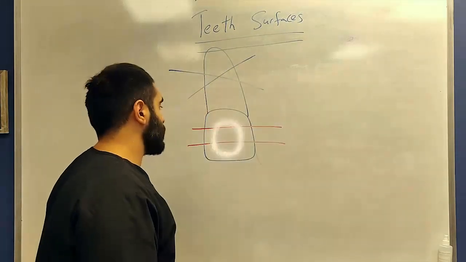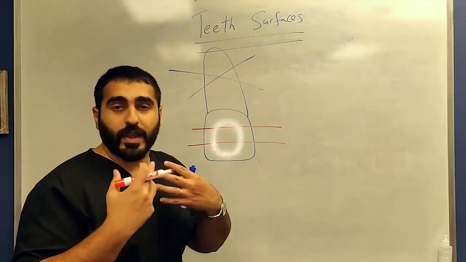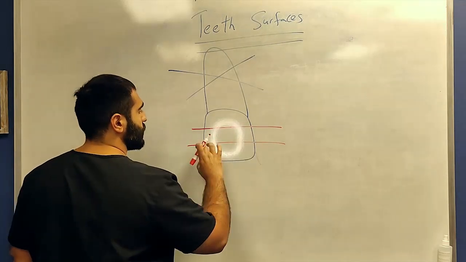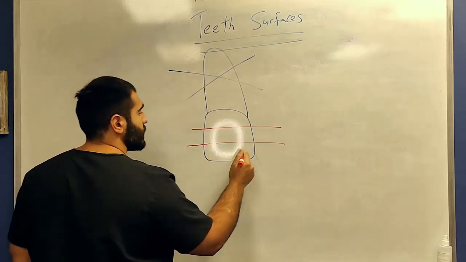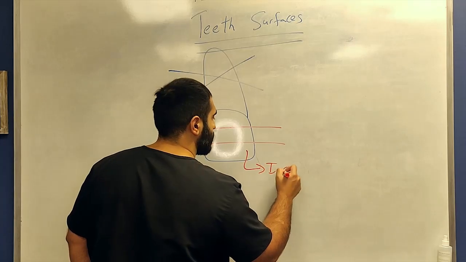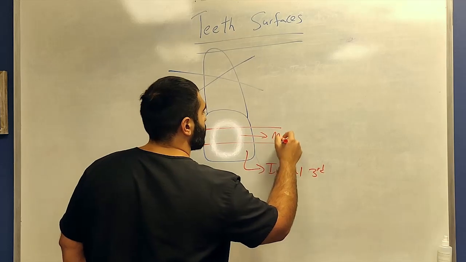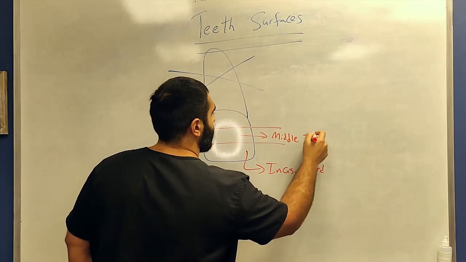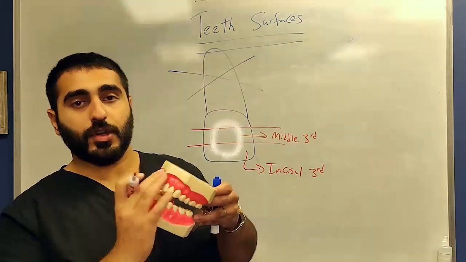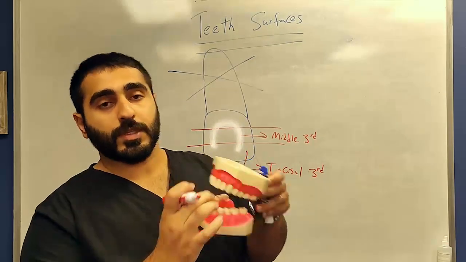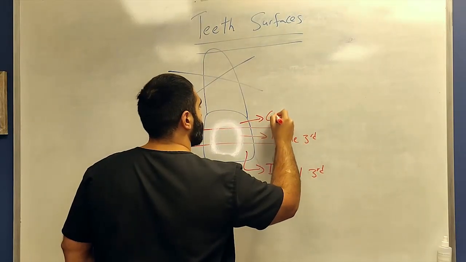These thirds have names as well, and this will help you, especially when you want to classify decay on your anterior teeth. This section here basically has your incisal edge and your incisal surface. This section here is called the incisal third. This middle section is called the middle third. And the part that's towards your gingiva, or your gums, is called the gingival third. Gingiva is your gums.